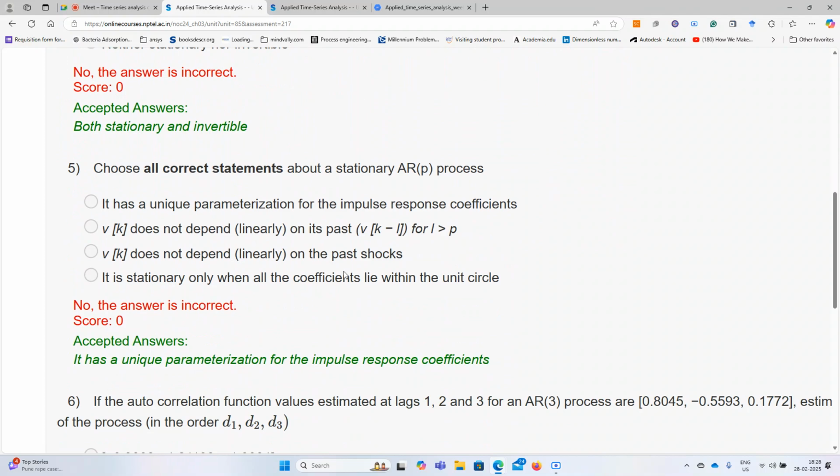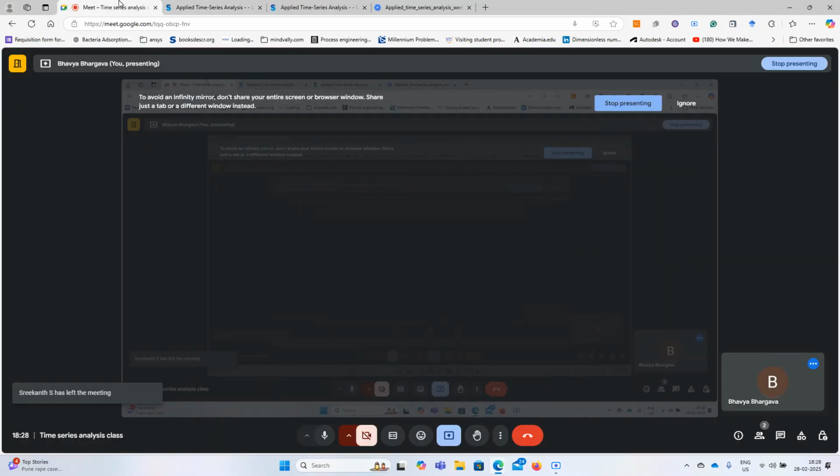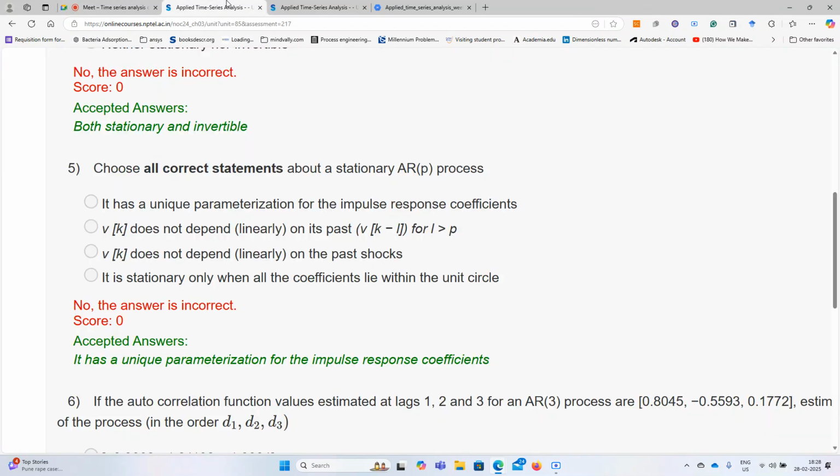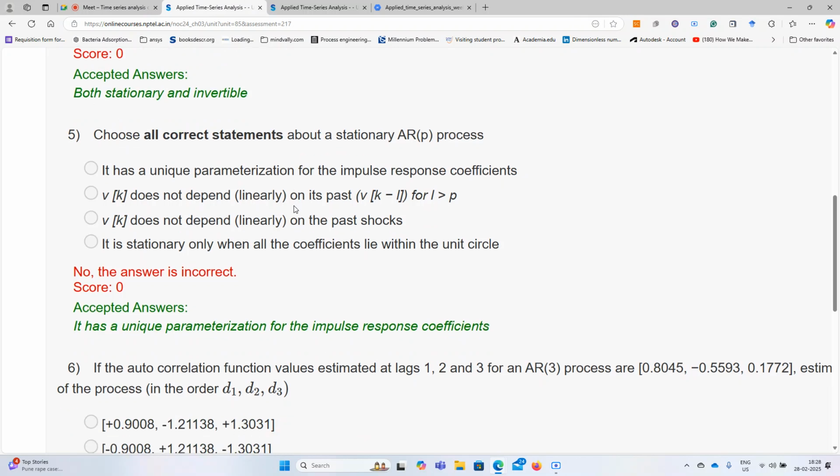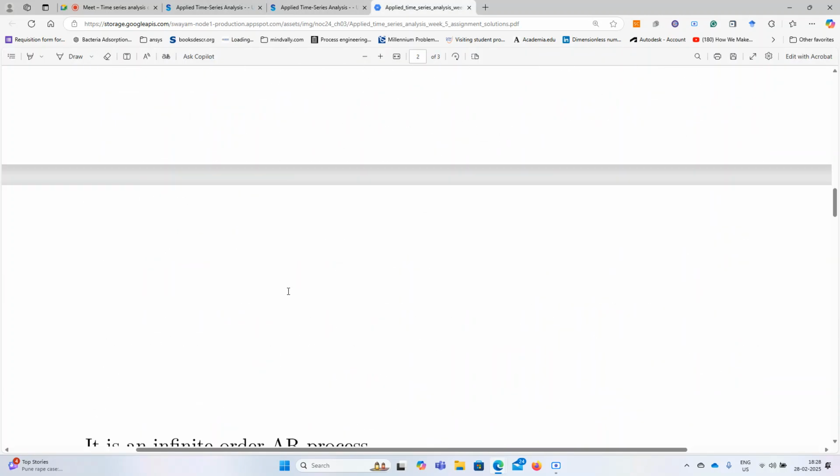Choose all correct statements about a stationary AR process. One second, let me see. So let us see what sir has to say.